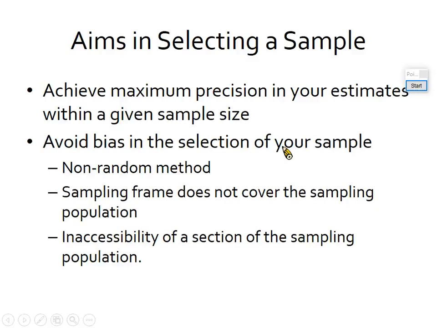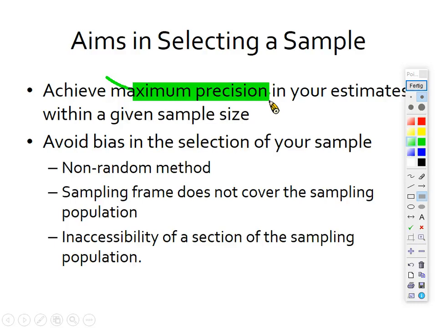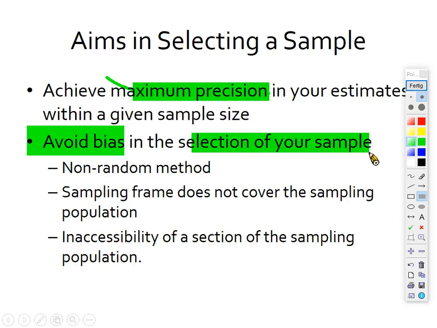So the answer for selecting a sample includes several considerations. We try to achieve maximum precision in our estimates within a given sample size. If you have the budget for selecting only 500, then you have to make sure that the selection of 500 is as close as possible. Is that right? You also try to avoid bias in the selection of your sample. So if possible, you will avoid a non-random method.